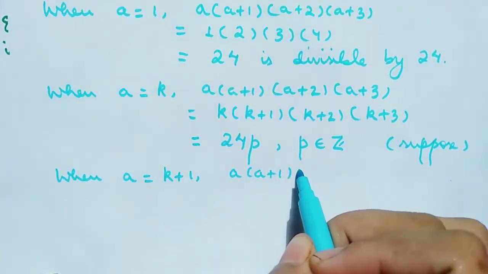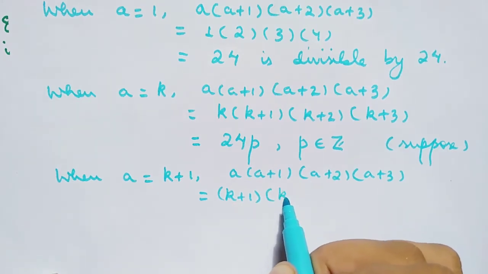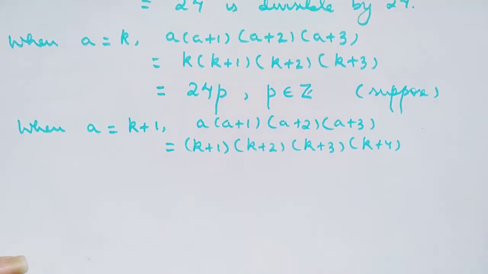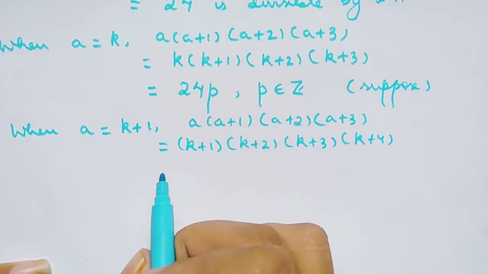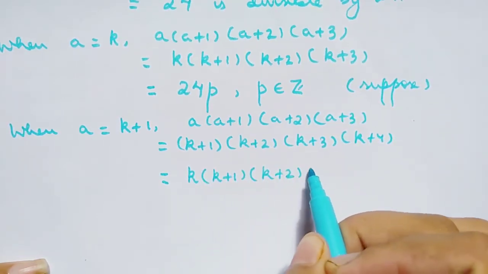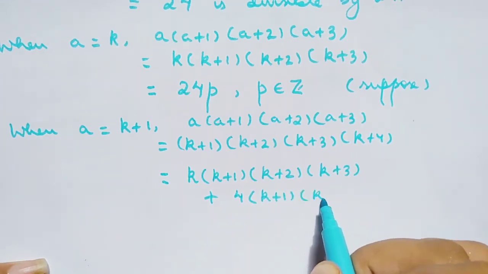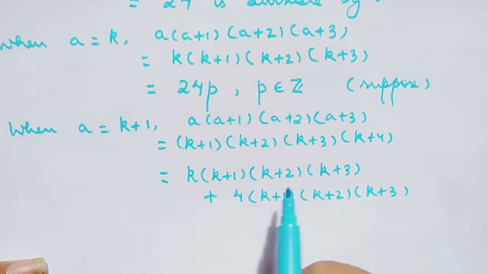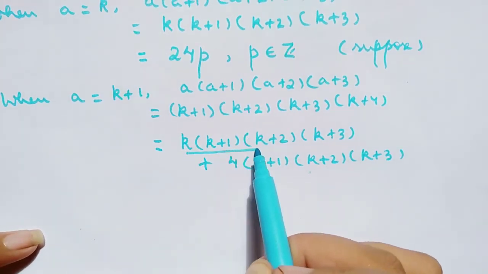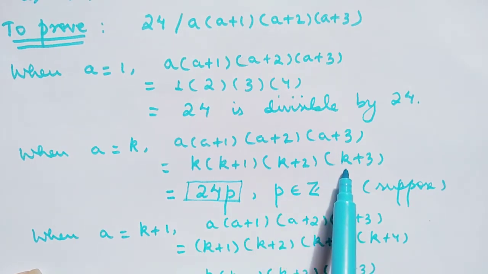Now when a is equal to k plus 1, this becomes k plus 1, k plus 2, k plus 3, k plus 4. Now this can be written as k into k plus 1 into k plus 2 into k plus 3 plus 4 into k plus 1 into k plus 2 into k plus 3. Now have a look here. This first part is equal to 24p because we have assumed that it is divisible by 24.